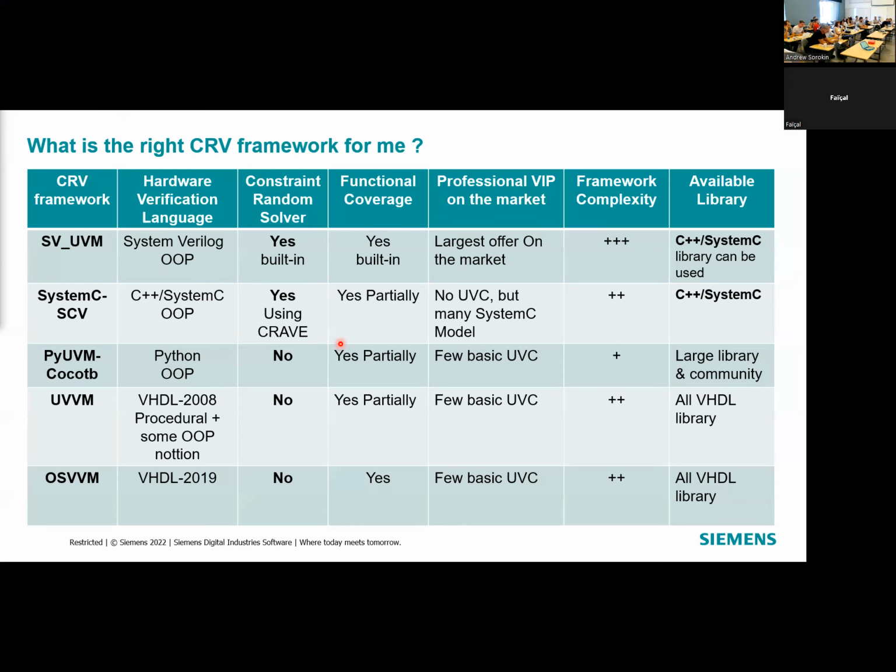Quite often people are asking, what is a constraint random solver? A constraint random solver is a piece of software that gives you the ability to write very, very complex constraints on your system, and which also would warn you or create an error if it is not able to solve your constraint.